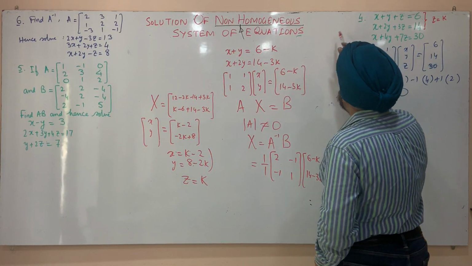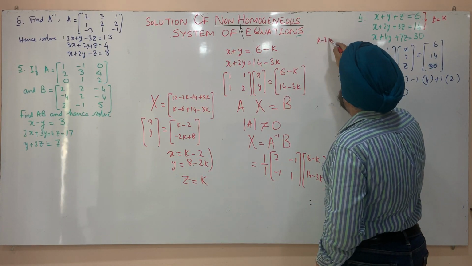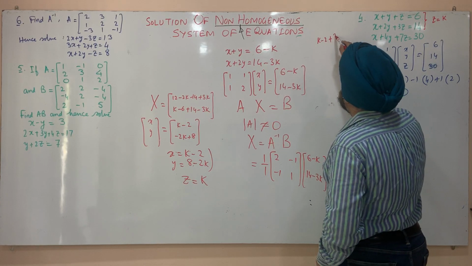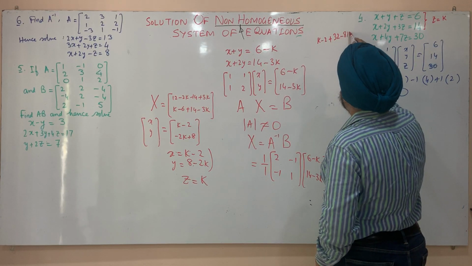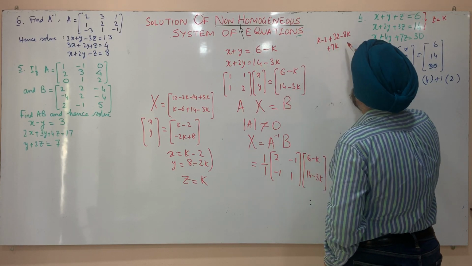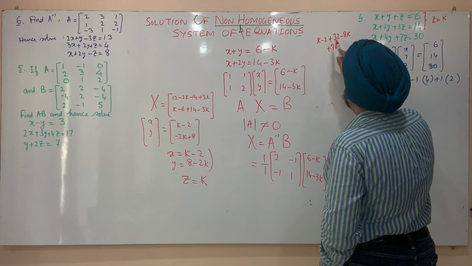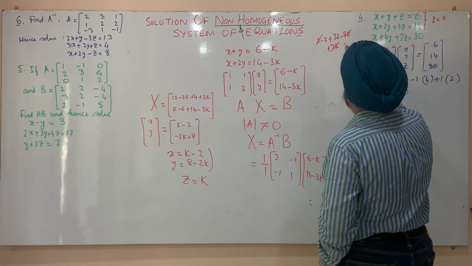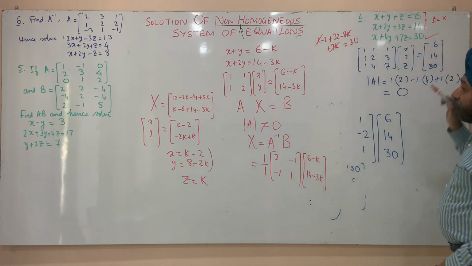We can substitute these values in the third equation. This is the third equation. X is k minus 2, 4y is 32 minus 8k, 7z is 7k. This gives us 30. So this is equal to the right hand side.